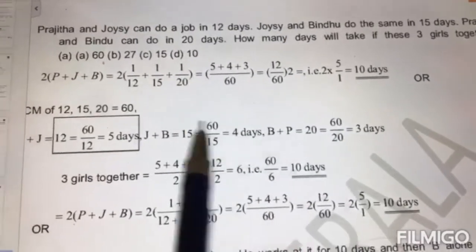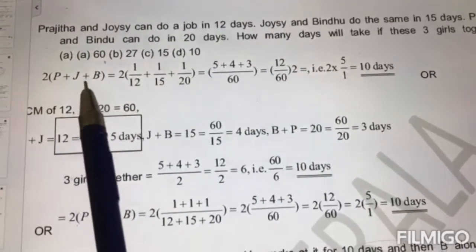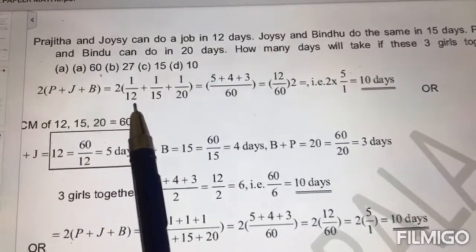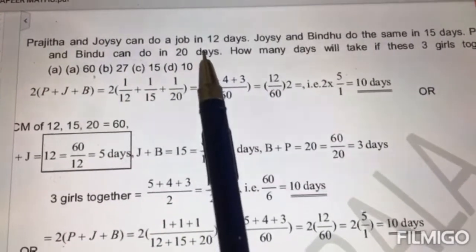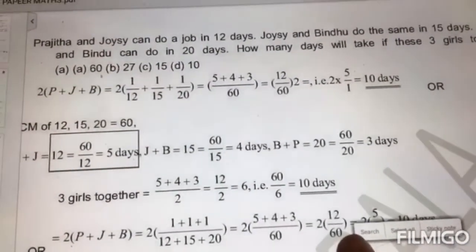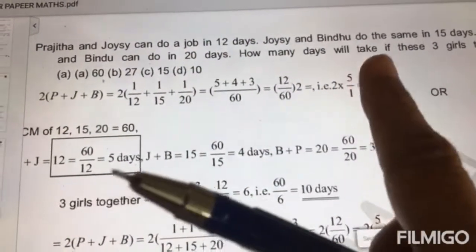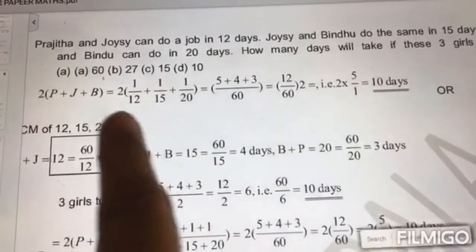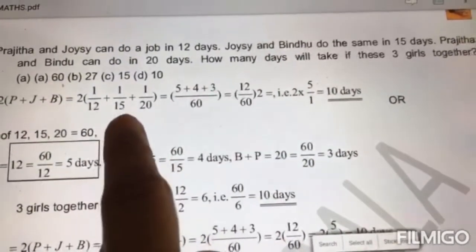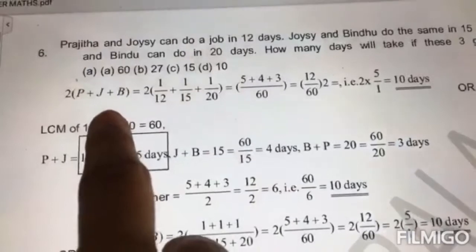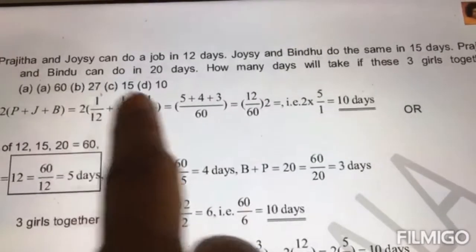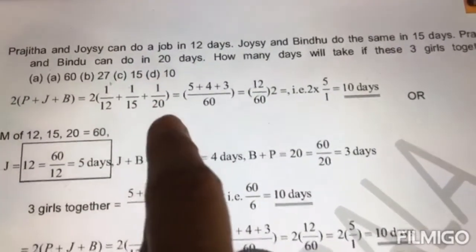Okay, so it is clearly given the formula here. It is 2 times P plus J plus B. What is P? It is 1 by 12. Okay, what is 1 by 12? See, they're saying Prajita and Joycey can do a job in 12 days. Okay, so one job can be done in 12 days. Therefore, how much of the work will be done in one day? It is 1 by 12. Similarly, in one day, Joycey and Bindu can do 1 by 15th of the job. And in one day, Prajita and Bindu can do 1 by 20th of the job.